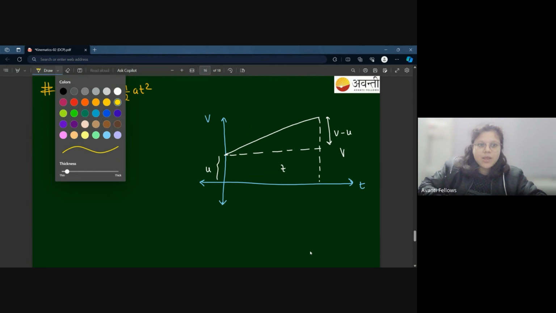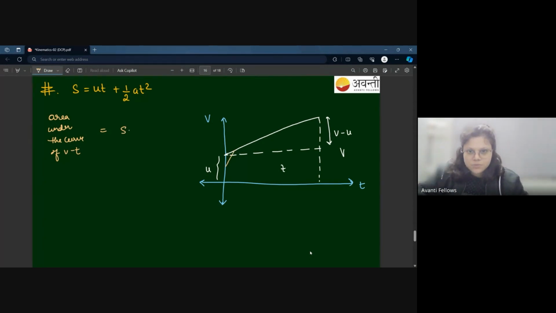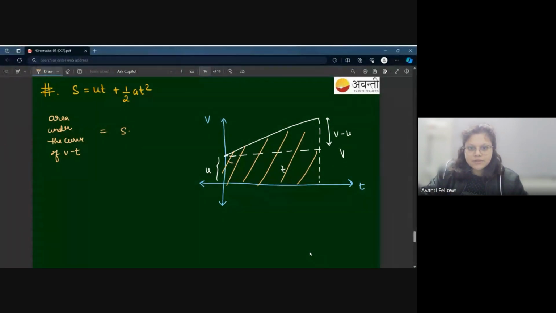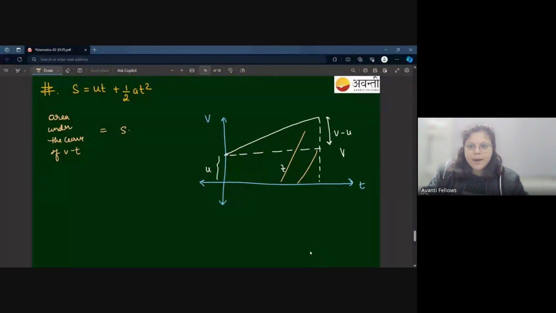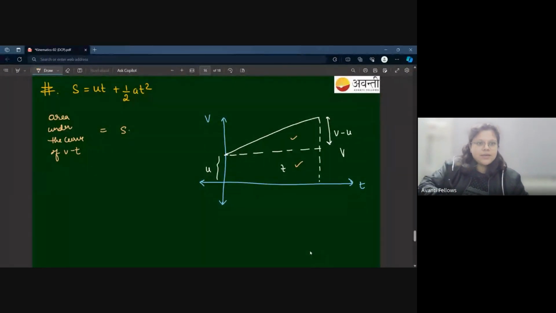See, remember one thing, that the area under the curve of the VT graph is displacement. Okay? Area under the curve is displacement, which means this one. This is displacement. So I guess you can see this entire graph is actually formed by two figures. One is a rectangle and the other one is a triangle. So you can write it like this, that S is equal to area of rectangle plus area of triangle. Yes or no? Yes, ma'am.